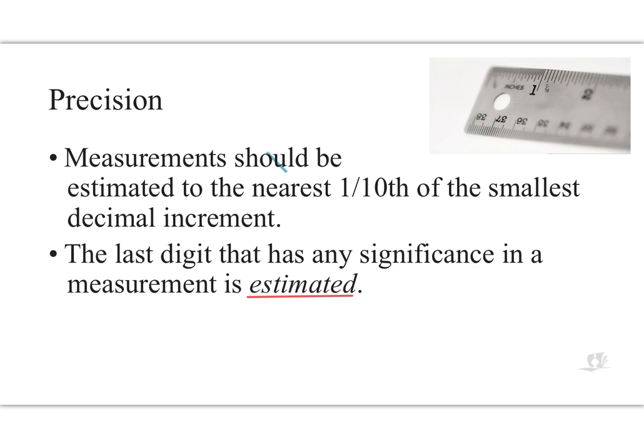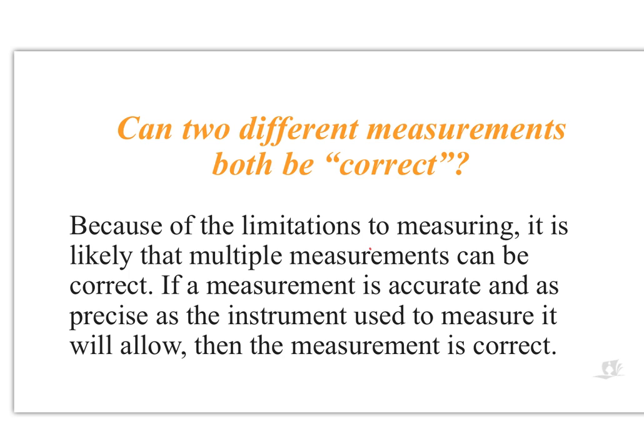Measurement should be estimated to the nearest 1/10 of the smallest decimal increment. The last digit that has any significance is going to be estimated. So when we get to the tools that we use, we're going to measure as close as we can, and then we are going to estimate it using rounding. So the question was, can two different measurements both be accurate? Because of limitations to measuring, it's likely that multiple measurements can be correct. If a measurement is accurate and as precise as the instrument used to measure it will allow, then the measurement is correct.